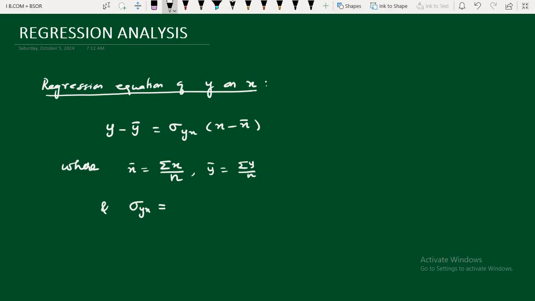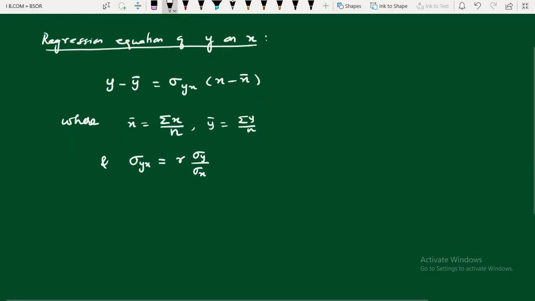We are going to compute what yx is. For that variable, we need to find the standard deviation. That is the meaning of this notation, sigma yx. It is calculated by two formulas. The first formula is r into sigma y by sigma x. If you know the standard deviation of y and x separately, and also r, the correlation coefficient, you can apply this formula to get sigma yx. Or another formula is also available.